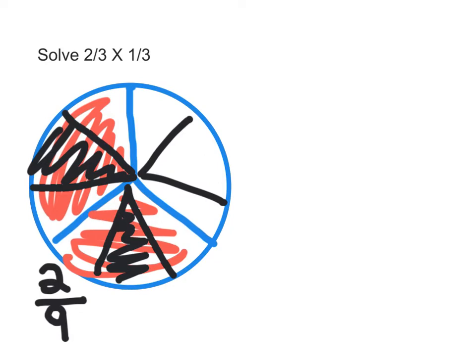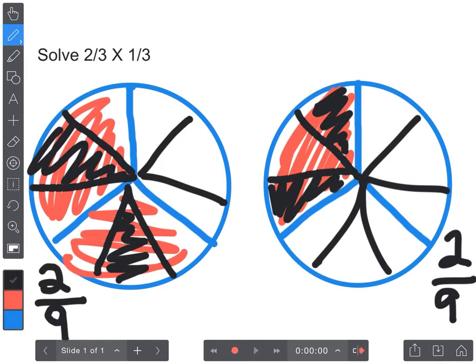So here I have my 2/3 times 1/3. I originally colored in 2/3 of my circle red, and then I went back and took 1/3 of each of those and made it black, and my problem ended up being 2/9. But I could have done this problem a different way. Because of the commutative property of multiplication, I could have started with my 1/3 colored in red and then made 2/3 in black, and I would have ended up with the same answer of 2/9.